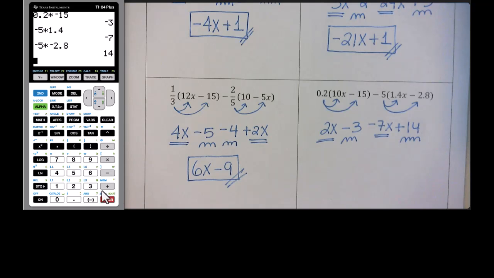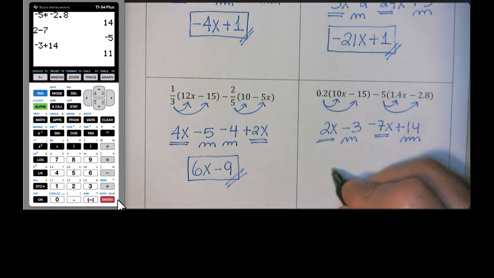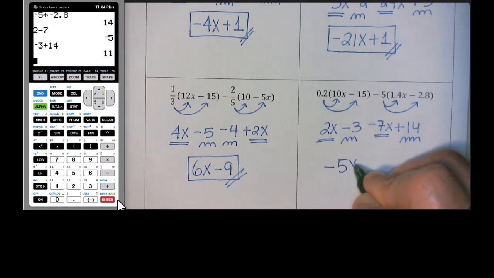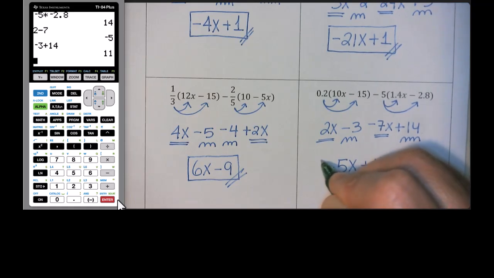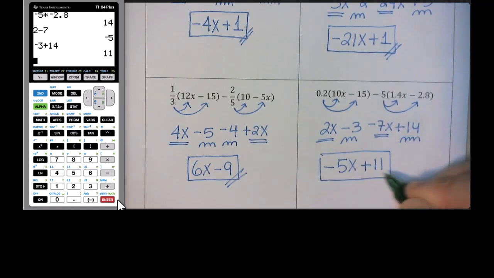So now we punch it in the calculator. 2 minus 7 is negative 5, and then we have negative 3 plus 14, and we get positive 11. So it'll be negative 5x, positive 11. Very good. And there we go.